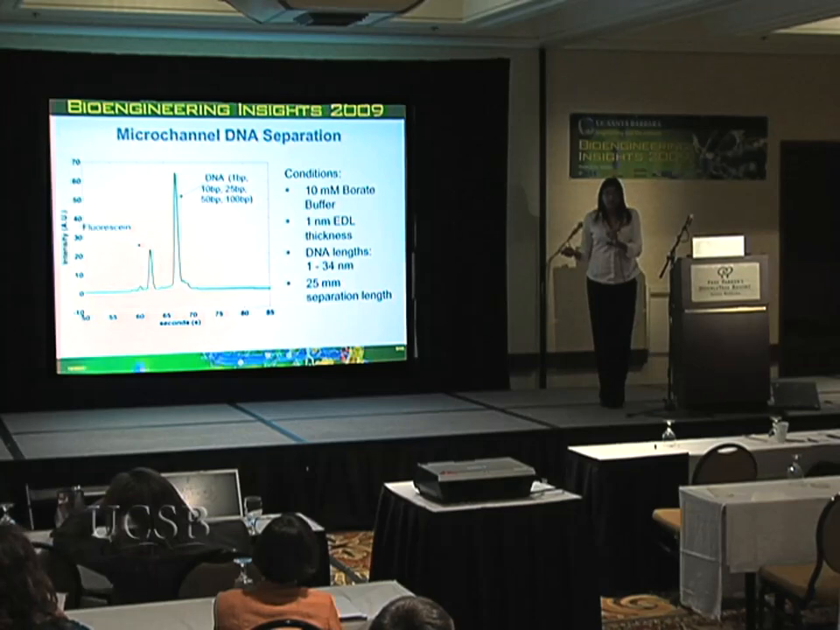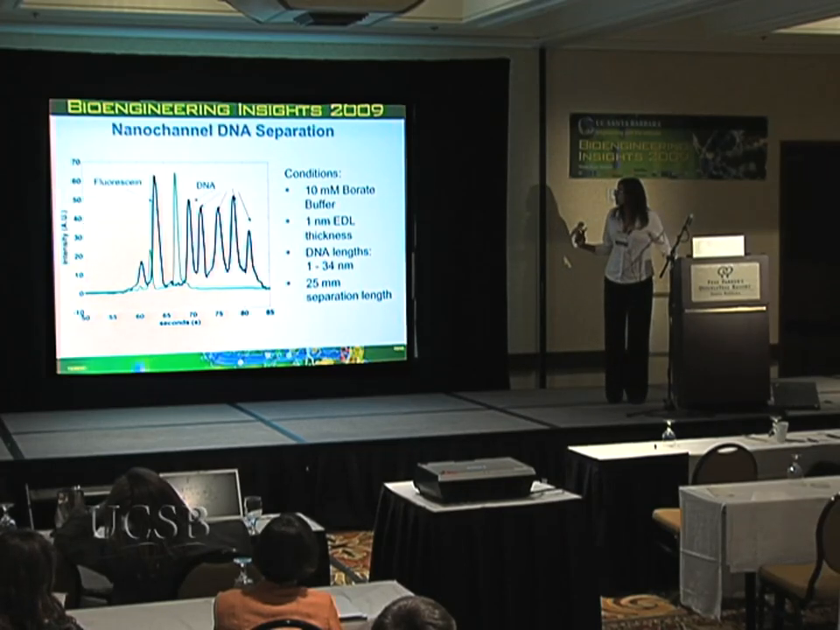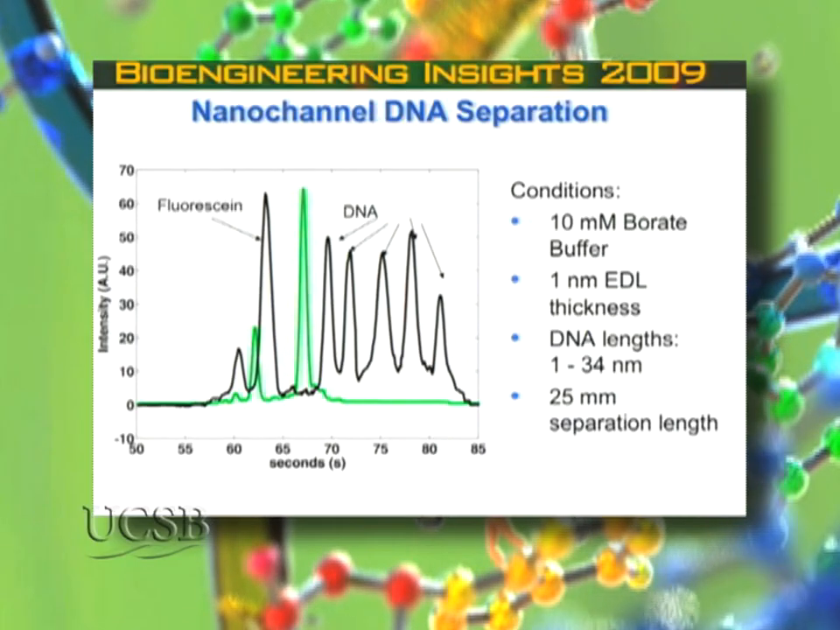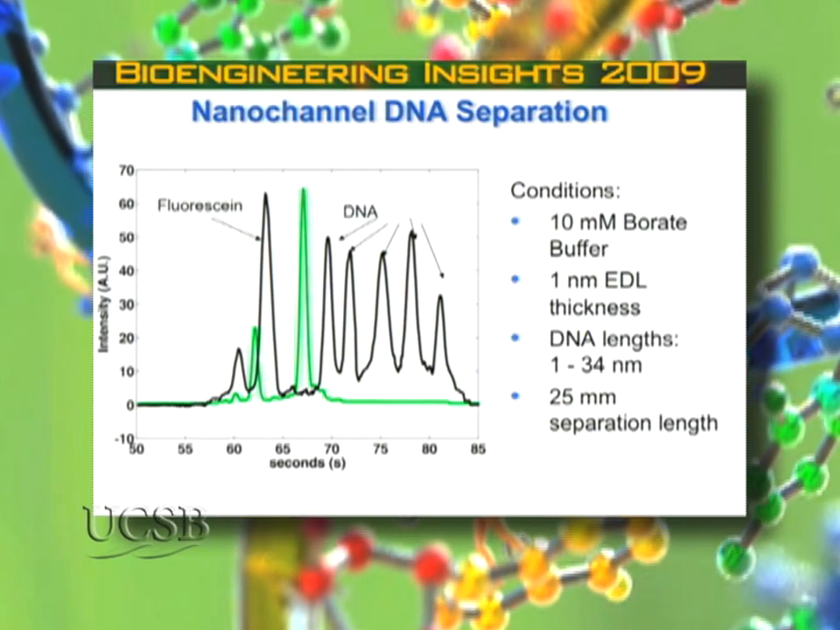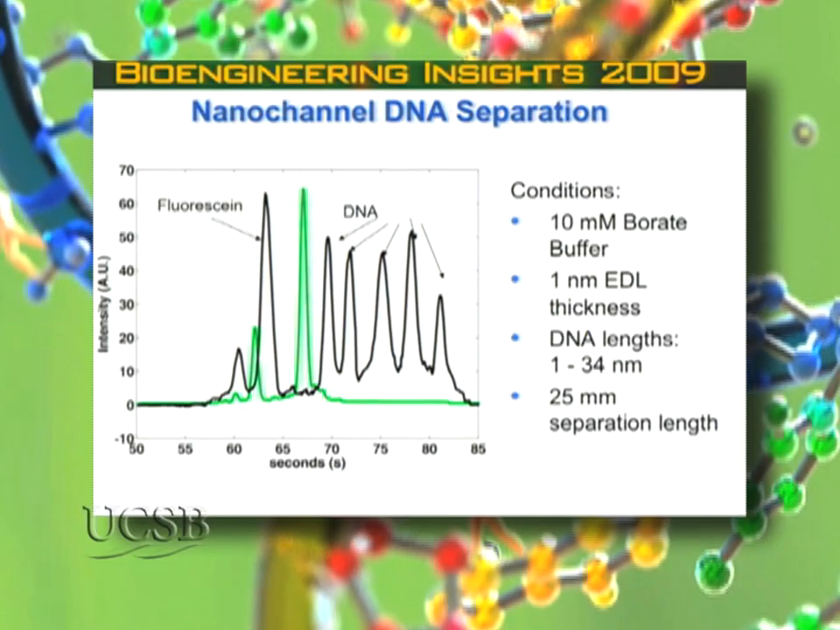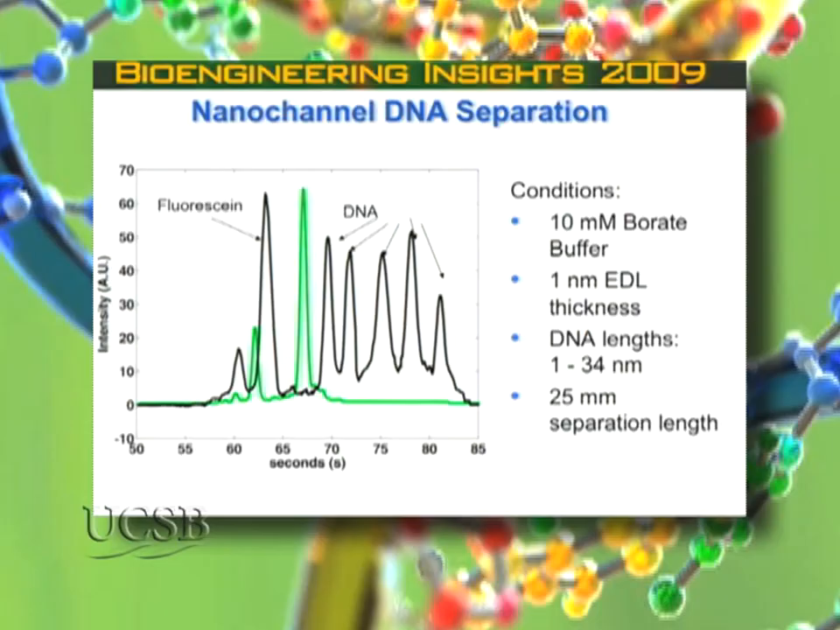It's not separated. If I run the exact same experiment, but I shrink the channel down, so it's 100 nanometers, the exact same experiment, and I just superimposed it, you see 5 distinct peaks of DNA. So that was a really exciting result. We actually saw a separation that you could not see in the microscale. After the same amount of time, we saw separation in the nanochannel, which you don't see in the microscale. So that's great. We found a new way to separate DNA.